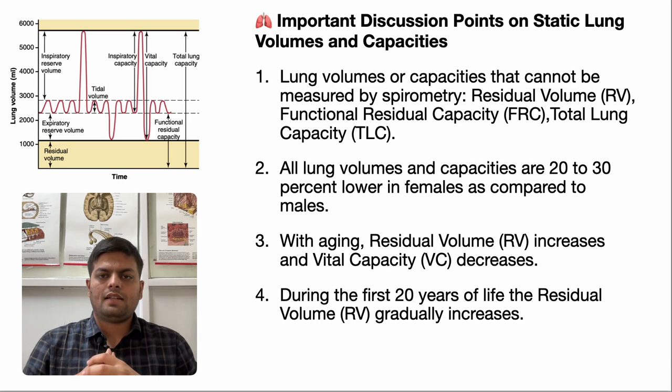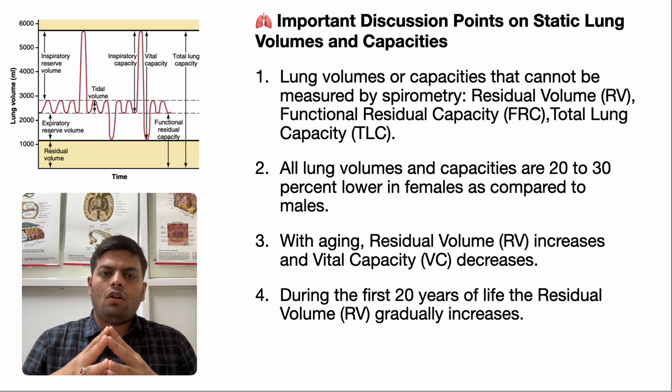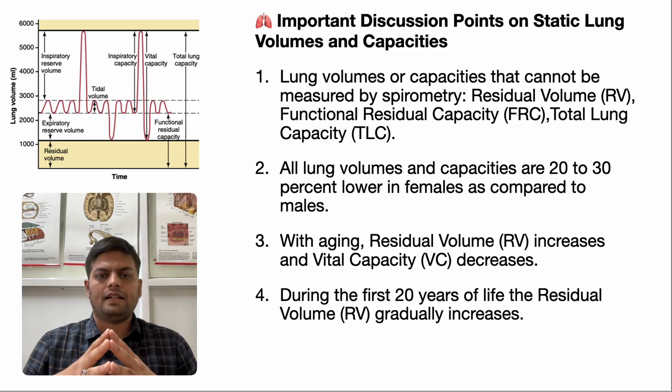Point number 1. Residual volume, functional residual capacity and total lung capacity cannot be measured by spirometry. The second point is all lung volumes and capacities are 20 to 30% lower in females as compared to males. The third one is with aging, residual volume increases and vital capacity decreases. The last point is during the first 20 years of life, residual volume gradually increases. Interestingly, residual volume of a 1-year-old child is more than a 25-year-old male. Alright, so we have covered these 4 key points.